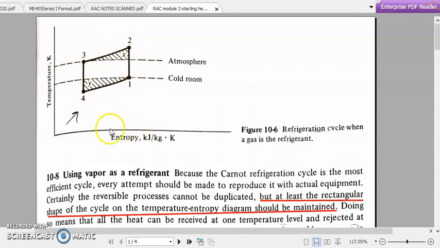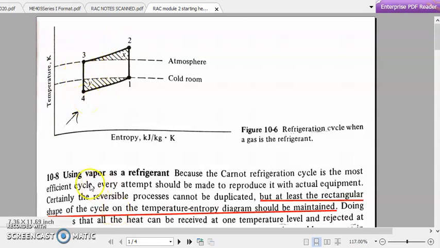of that refrigeration system. So you can see 4 to 1 was our constant pressure heat absorption or the refrigeration process. 1 to 2 is our isentropic compression process. Then 2 to 3 is our constant pressure heat rejection or heat exchanger, where the heat is rejected to the surroundings. Then 3 to 4 is our isentropic expansion process.